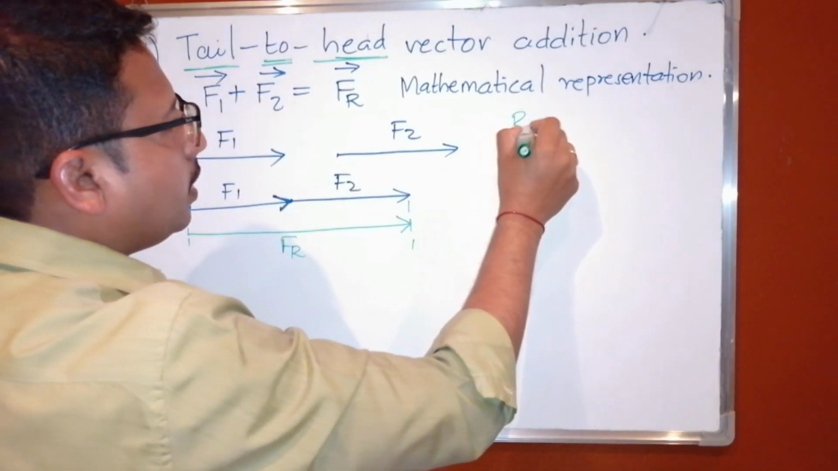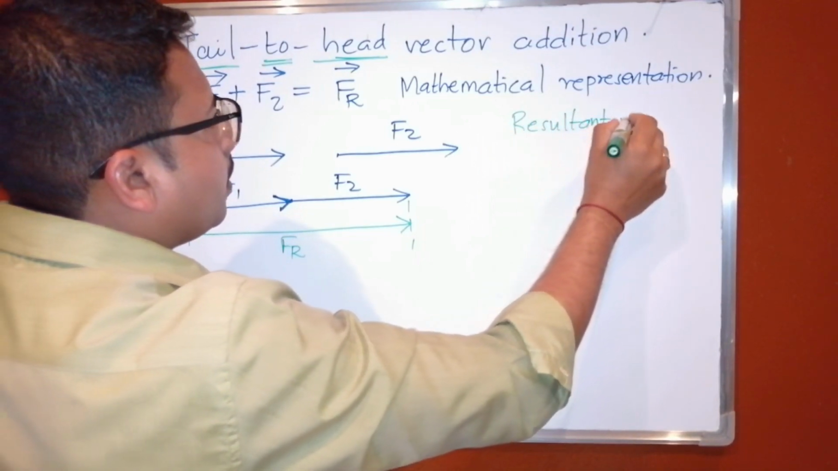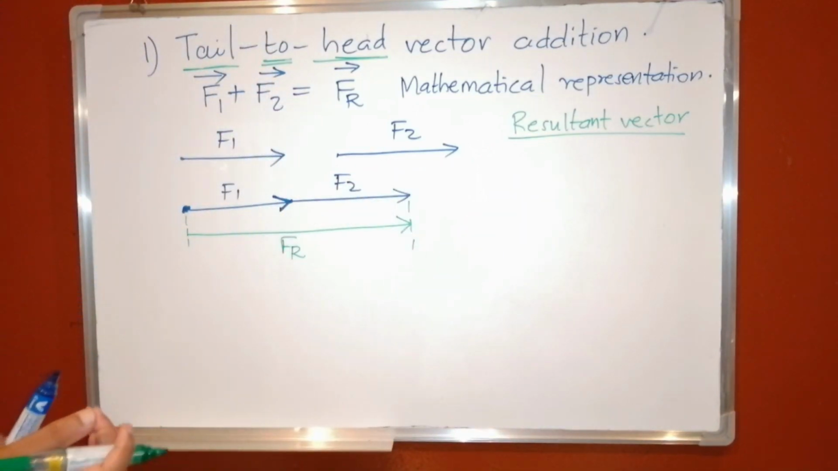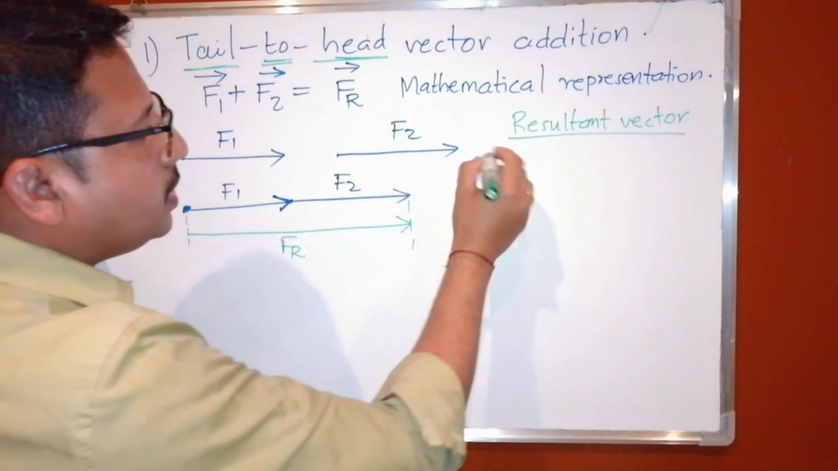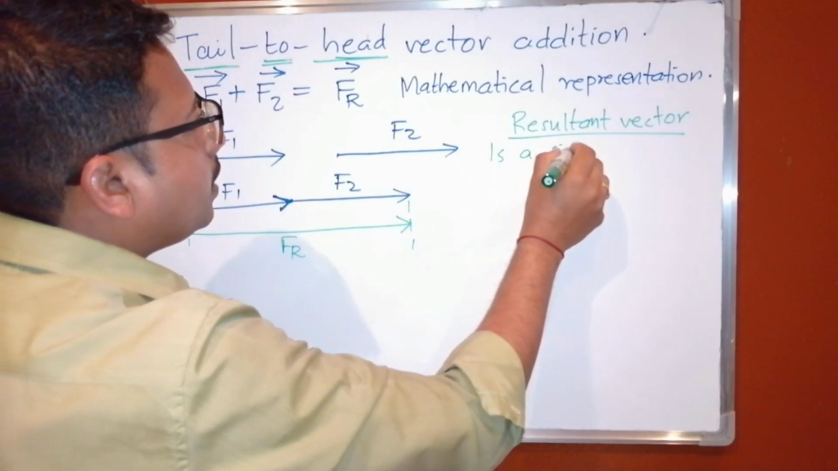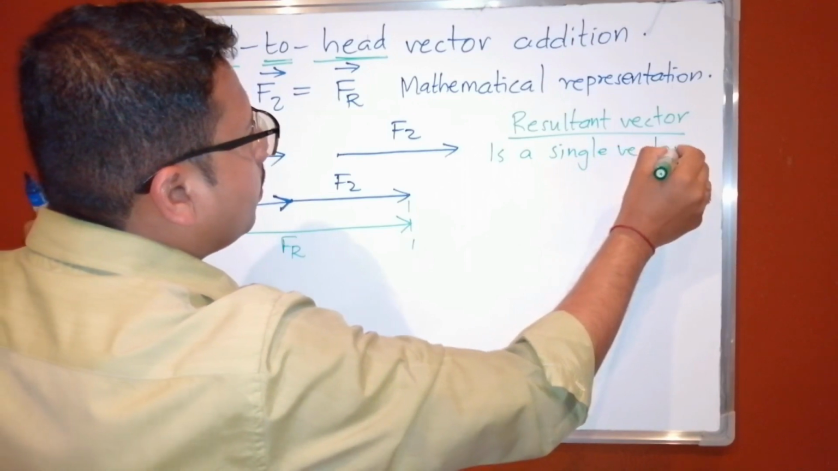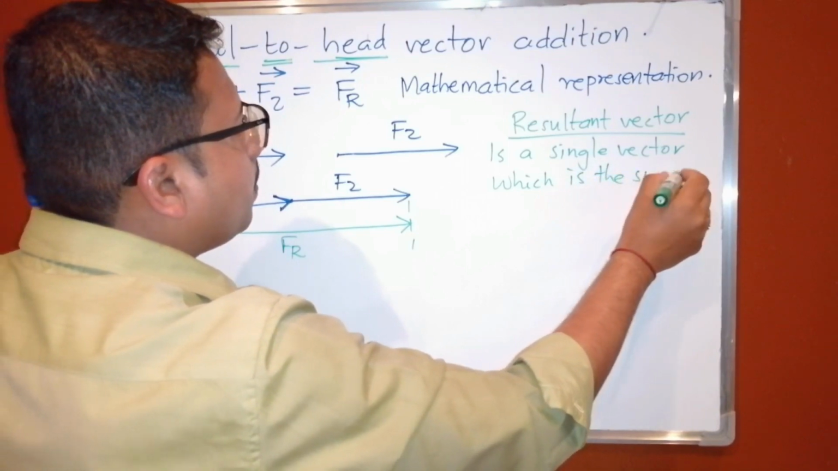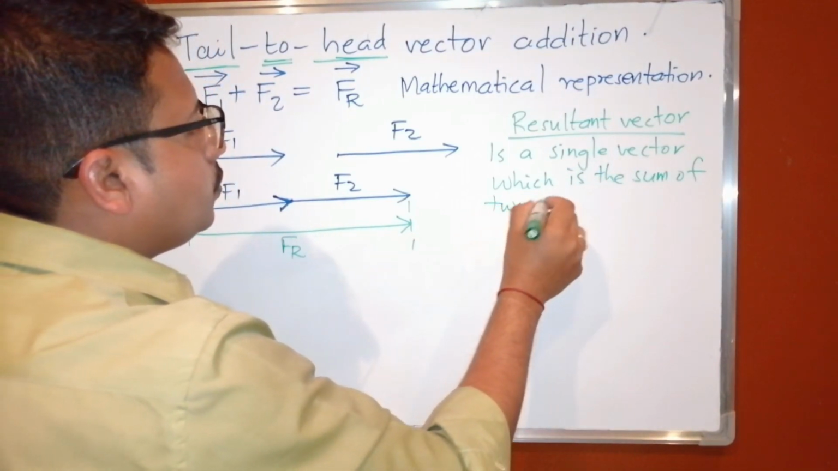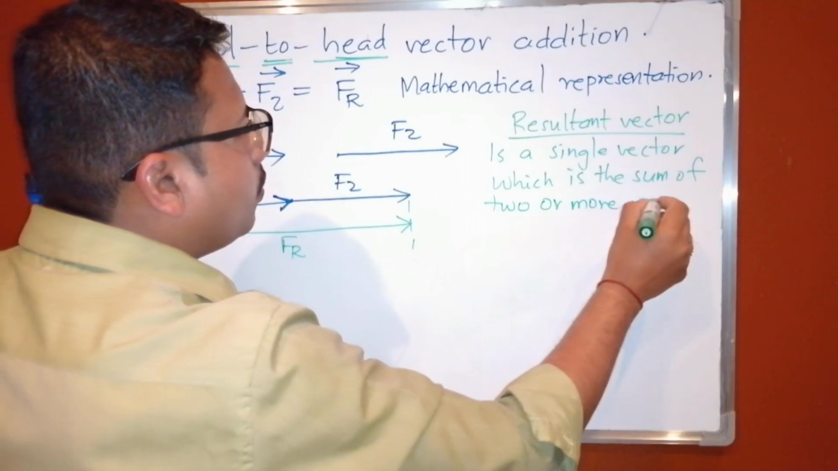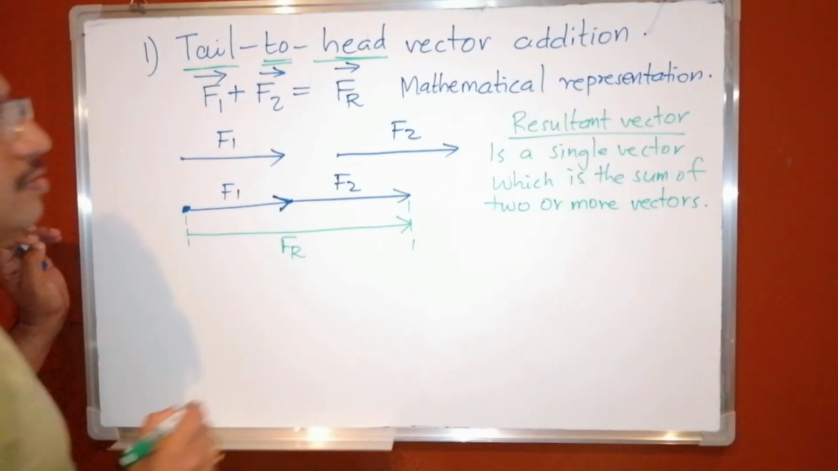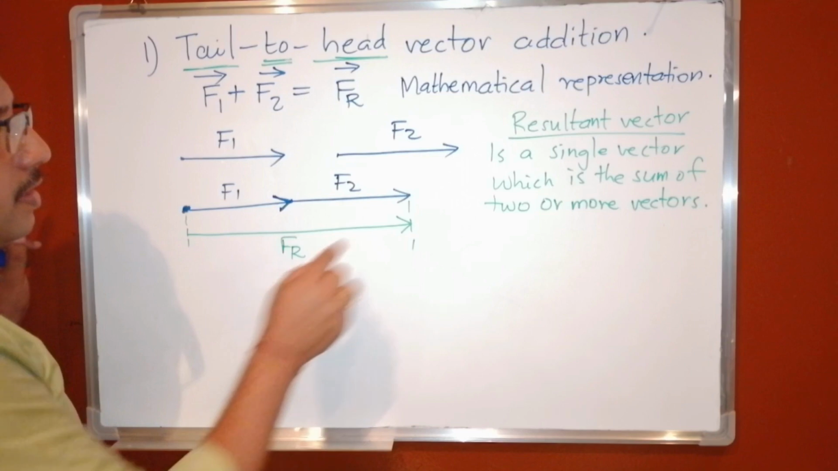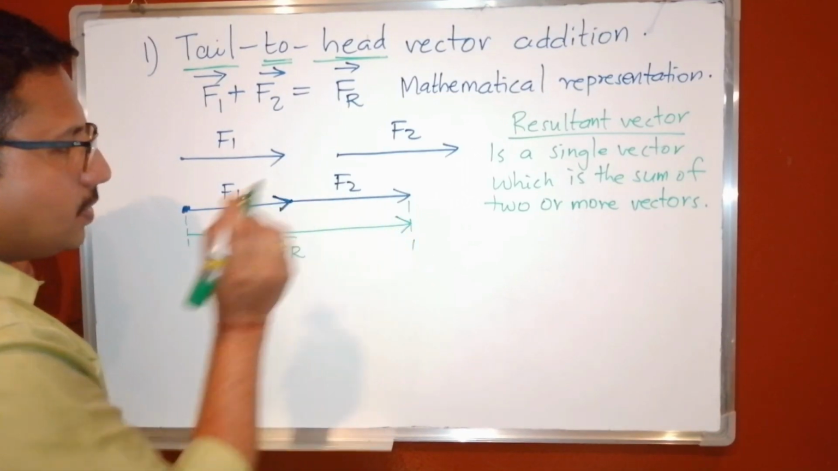What is actually a resultant vector? We must know the definition of resultant vector. A resultant vector is a single vector which is the sum of two or more vectors. So this vector in green color is the resultant vector, and the direction of the resultant vector is very important.